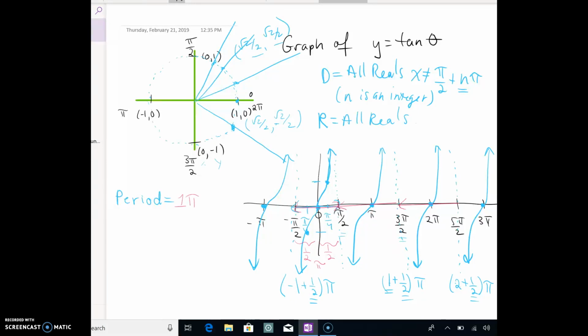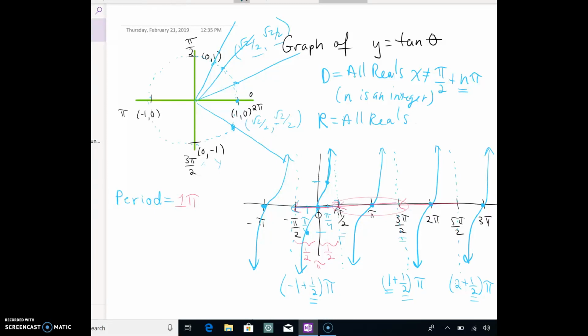So my claim is that all of these are pi units apart. Think about it. Half a pi, which is what we're at over here, to 1.5 pi's: we just traveled 1 pi. 1.5 pi's, which is where we're at over here, to 2.5 pi's: we just traveled 1 pi. So we have a period of 1 pi.